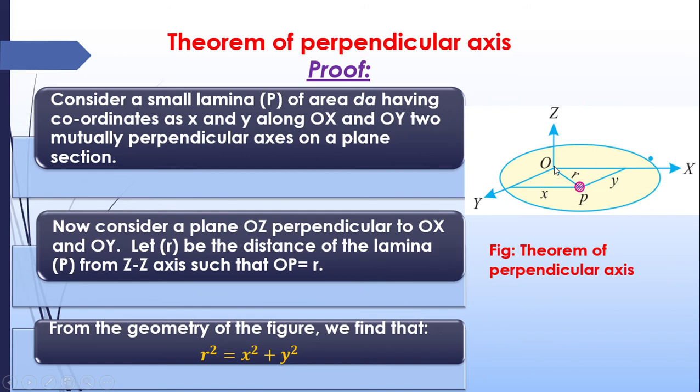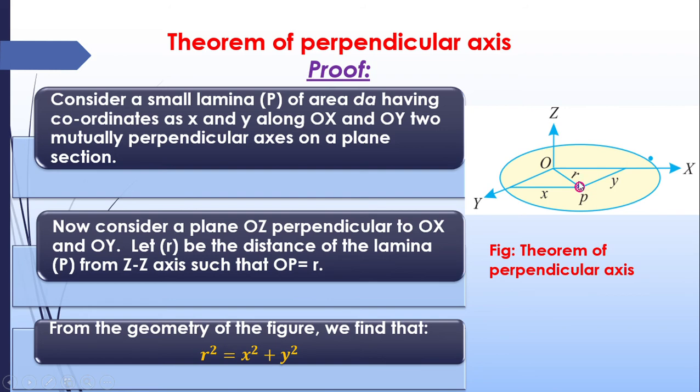This may be the center of the lamina. This is the z axis, this is the x axis, and this is the y axis. This small circular portion is at a distance of x from the y axis, y from the x axis, and r from the z axis. The perpendicular distances of this particular portion from the axes are r from the z axis, y from the x axis, and x from the y axis.